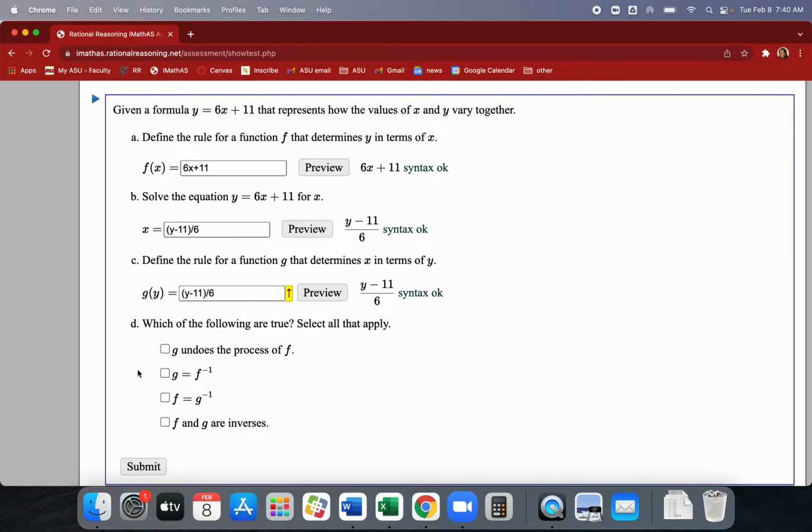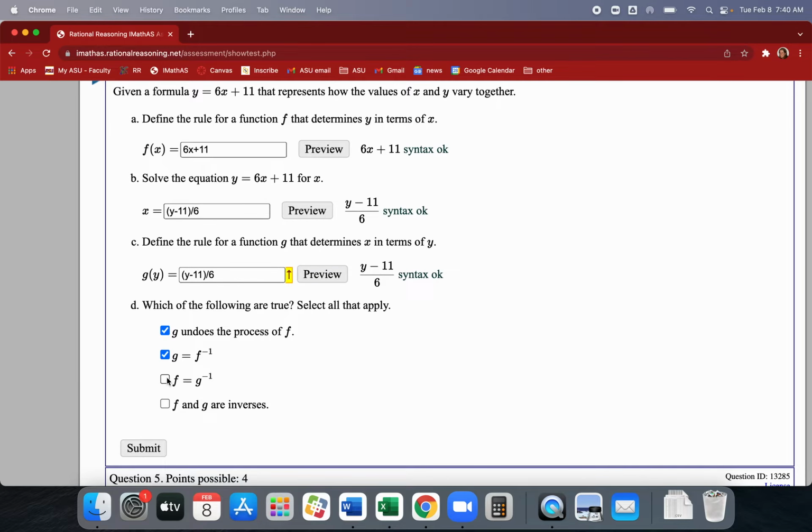So any of these for part D are true. All of them are true. G undoes the process of f. G is the inverse function of f. F is the inverse function of g. Those are always true, other than some issues with domain.